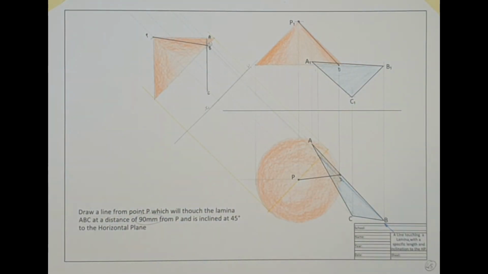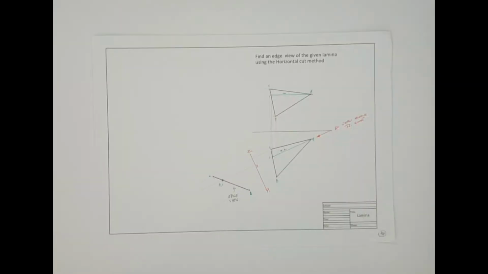So we've used the cone to solve a question, something like we're really used to doing in DCG. So draw a line from the point P which will touch the lamina ABC at a distance 90mm, but as I said, that would be if this was an A3 page, but it's printed for me as an A4, so I have the size down to 45. And it is inclined at 45 degrees to the horizontal plane, just like every generator on this cone. That's that question solved.